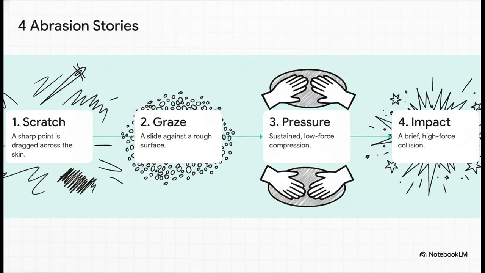So here's the big takeaway. By just looking at a simple abrasion, we can actually read four very different stories. A scratch tells you a sharp point was dragged. A graze tells you about a slide on a rough surface. A pressure abrasion tells a story of long, sustained contact. And an impact abrasion, well, that tells the story of a sudden, powerful collision.